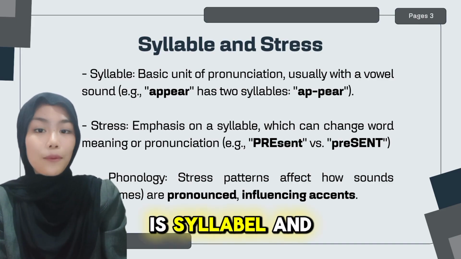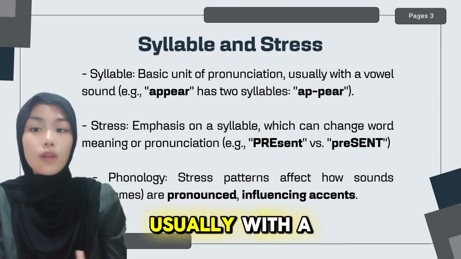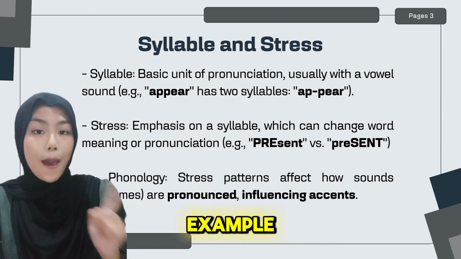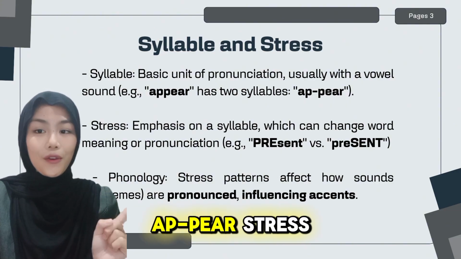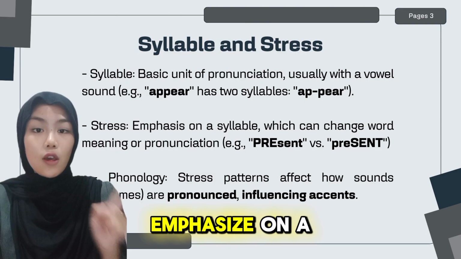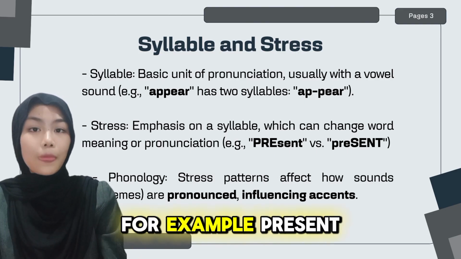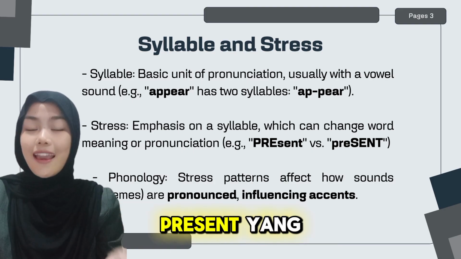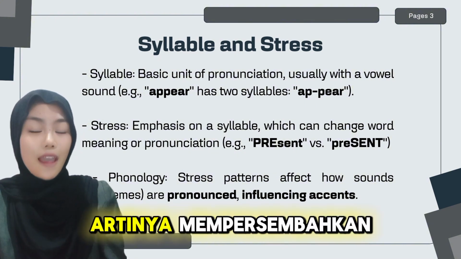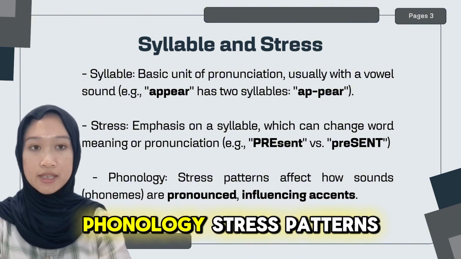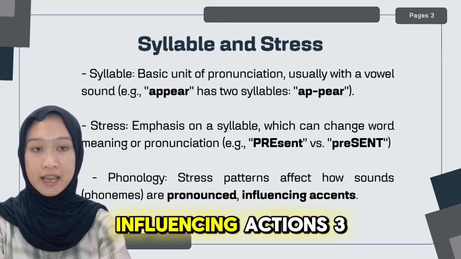Okay, the next is syllable and stress. A syllable is the basic unit of pronunciation, usually with a vowel sound. For example, appear has two syllables: ap-pear. Stress is emphasis on a syllable, which can change word meaning or pronunciation. For example, present, yang artinya hadiah, versus present, yang artinya mempersembahkan. Phonology stress patterns affect how sounds, phonemes, are pronounced.